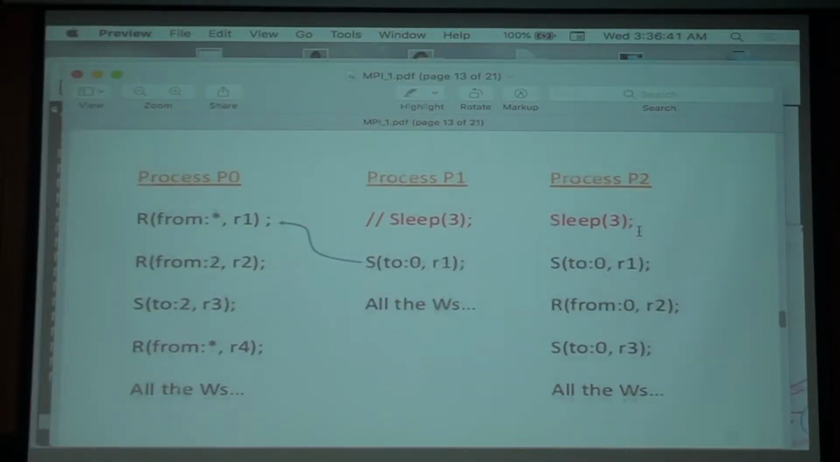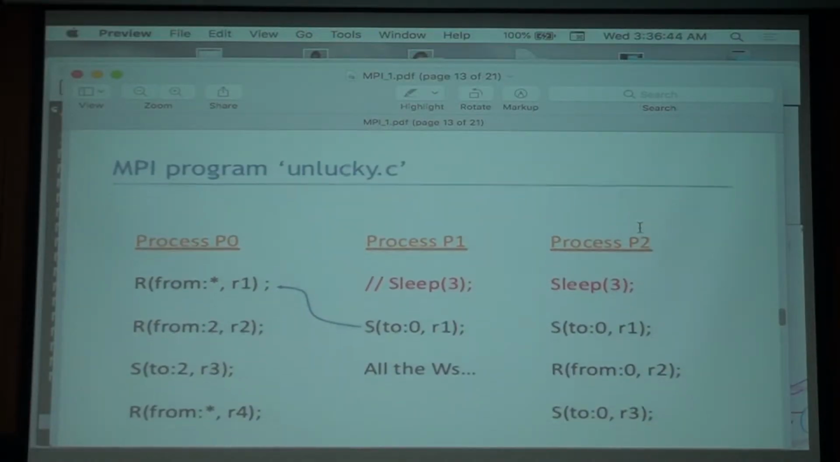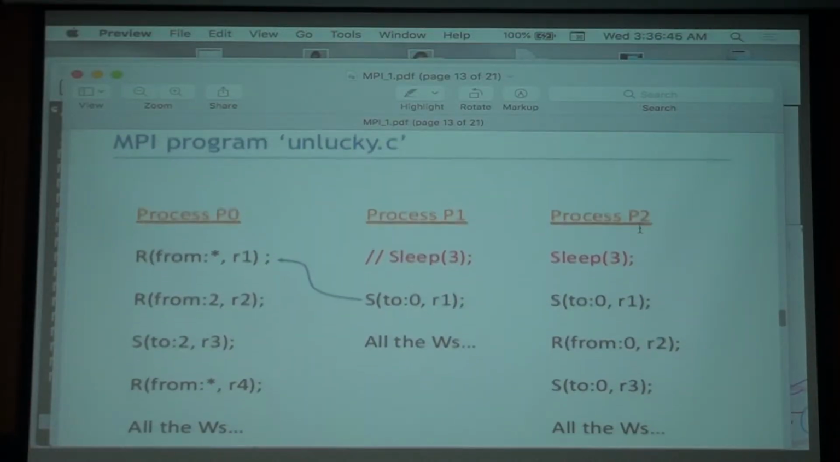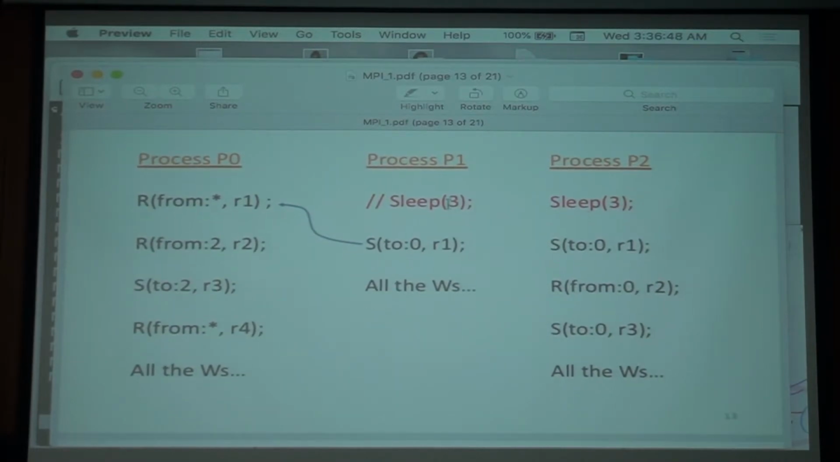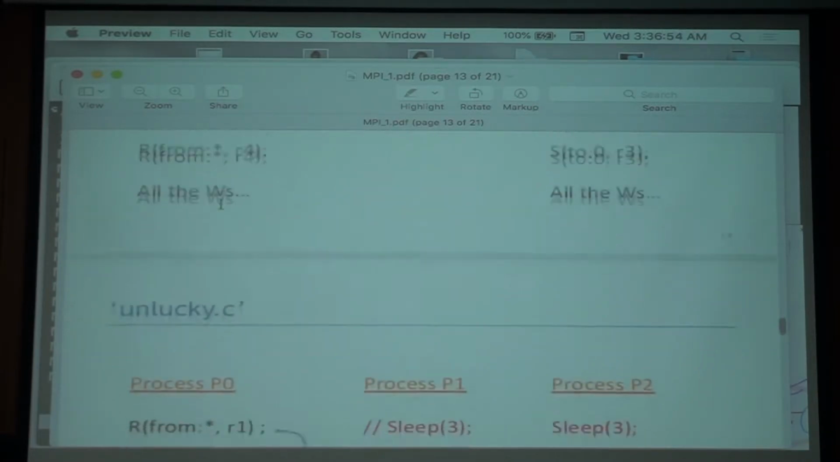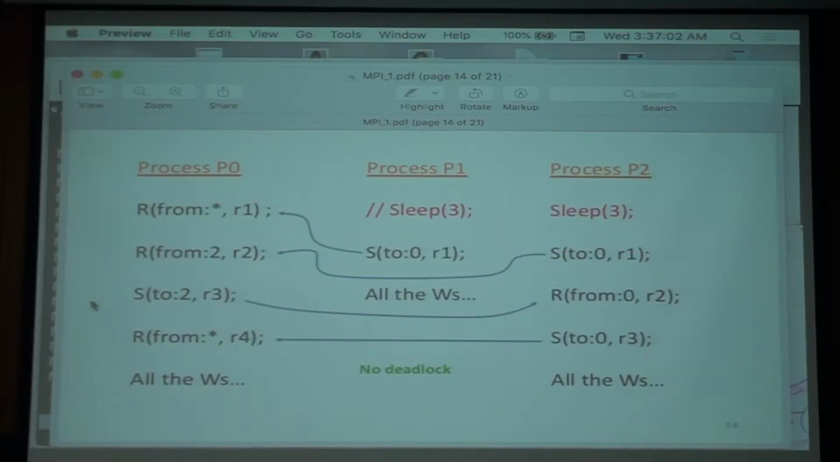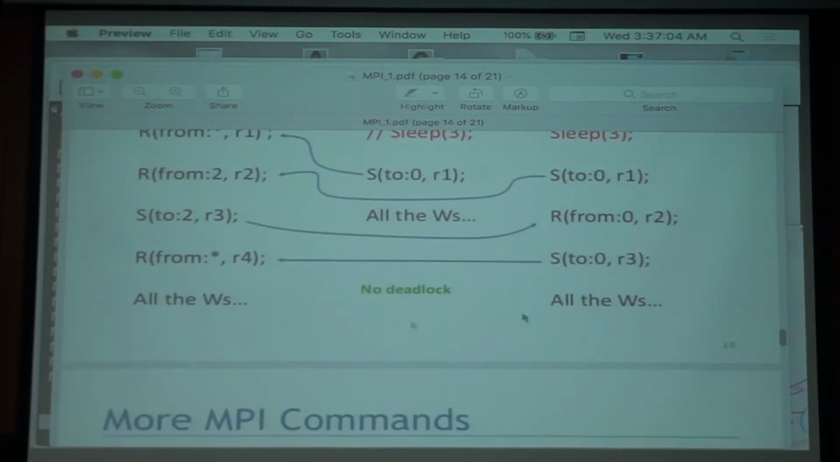Whereas if I now change this, this is the unlucky case for the user, because they didn't see the bug. So this is in testing. You don't see the bug. Suppose I put the sleep here. Then the speed of this is delayed, so this matches. And then this send to 0, receive from 2 matches. Send to 2, receive from 0 matches. Send to 0, receive from star matches. No deadlocks, all the waits will clear.